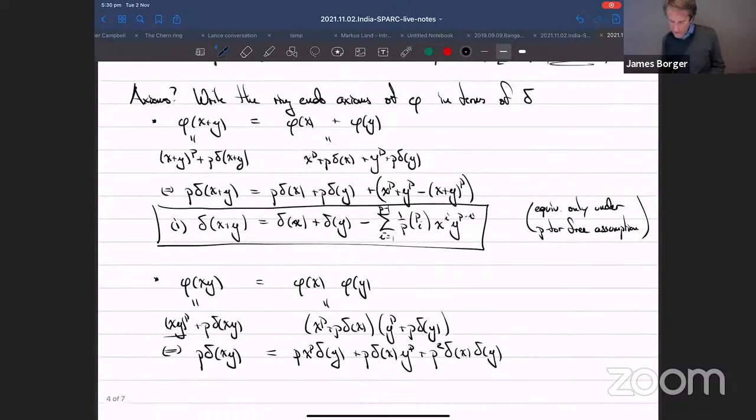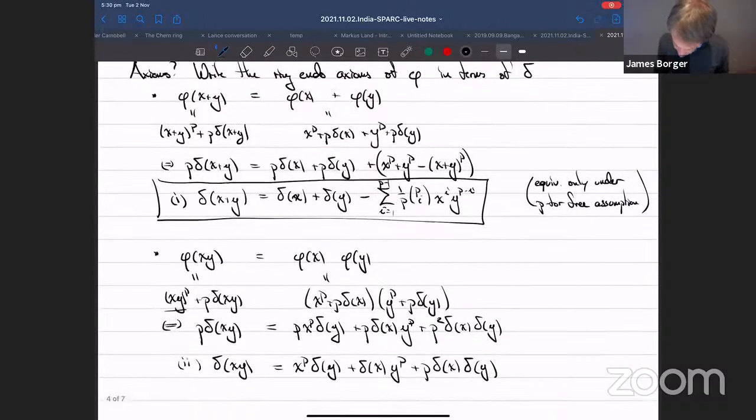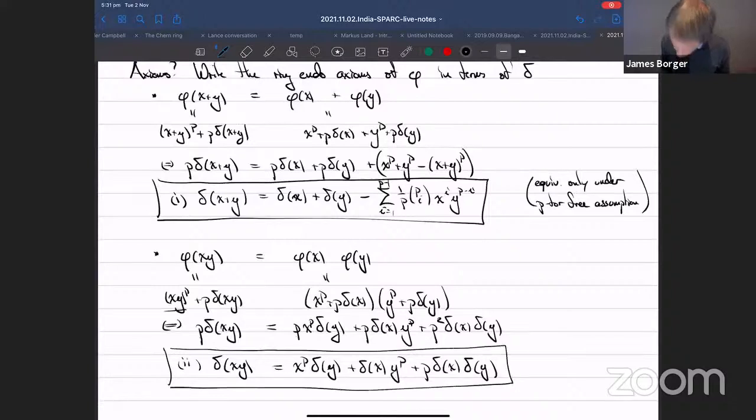And then we play the same game where we have a factor of p everywhere, so we can divide through by p and get our second axiom. We get delta of xy is x to the p delta of y plus delta of x y to the p plus p delta of x delta of y. And again, this is equivalent to the previous line only under the p torsion free assumption.